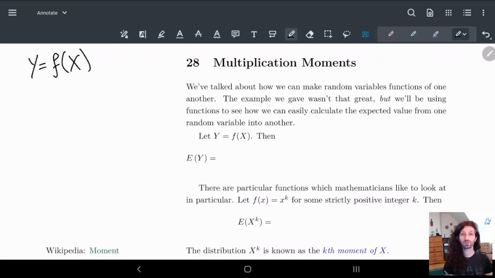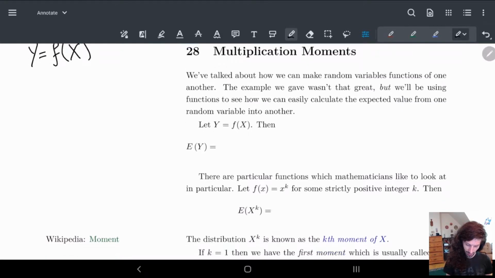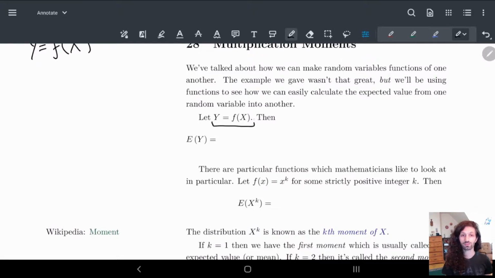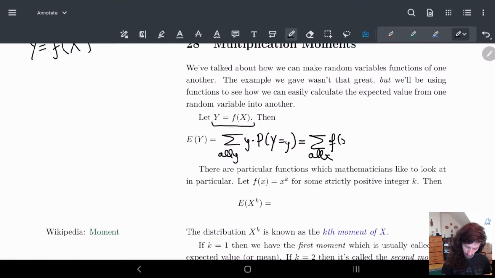So first off, what we're going to do is look at the expected value. Let's first calculate. If we set y equal to f of x, just like before, we're going to look at the expected value of y. The normal definition is that we take all y, so we get y times the probability that y is equal to y. Then we're going to plug in our function. Here we're switching the y's to x's. So we look at all x, where y is equal to f of x, and P of f of x equal to f of y.